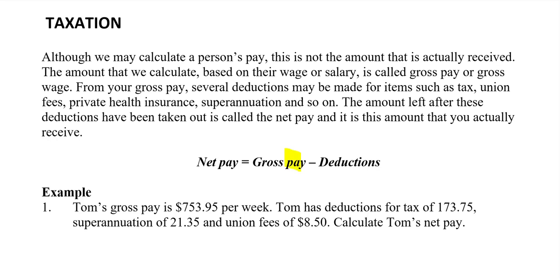So the gross pay is the total amount. If you subtract off all your deductions like Medicare levy and tax and those kinds of things, then you'll get the net pay, which is what you actually get paid. So let's have a go at that.